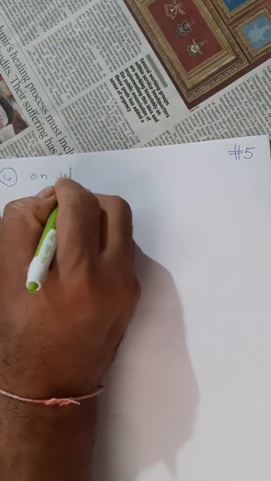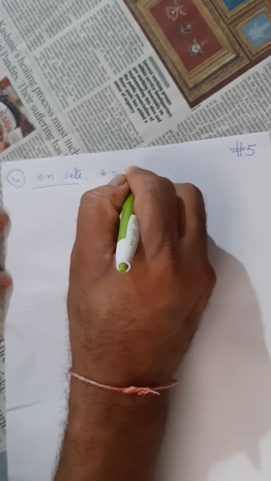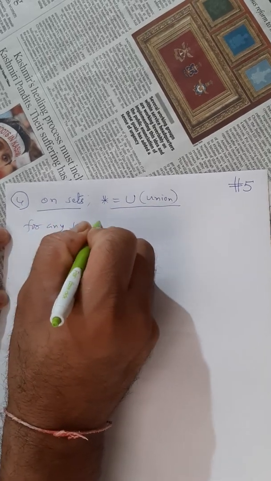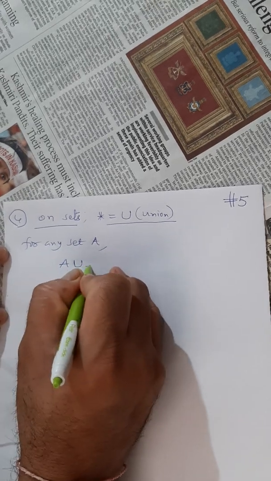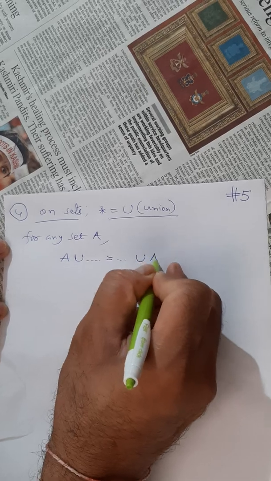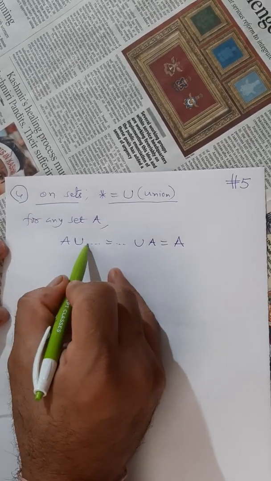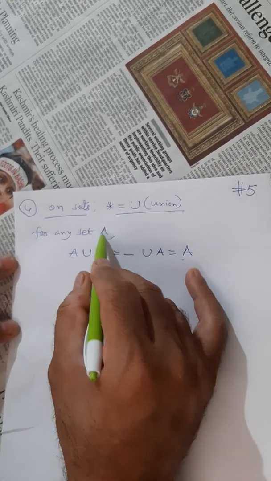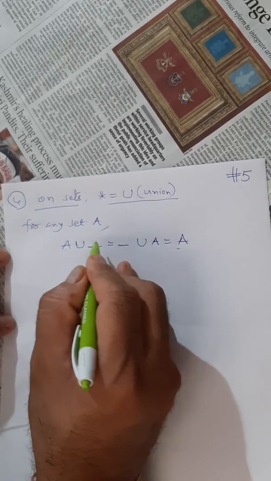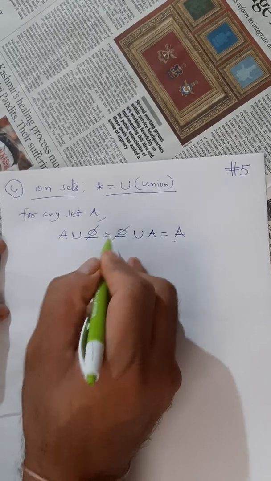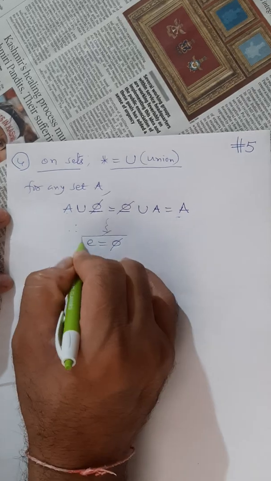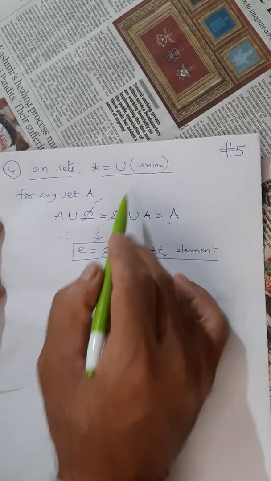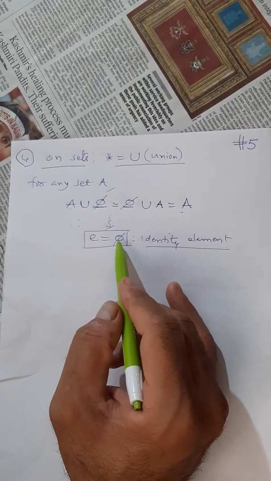On sets, let's take asterisk as the union operation. This is a binary operation, union. For any set A, A union one set equals that set union A, and the answer must be A. So what do you think here? Which set can you put here? Obviously, if you recall the union operation, this is nothing but the null set phi. So here identity becomes phi. So this is the identity element. What I'm trying to tell you is identity can be a set. So on union operation, identity is phi. If you go back to the previous example, there identity was a matrix, and so on.